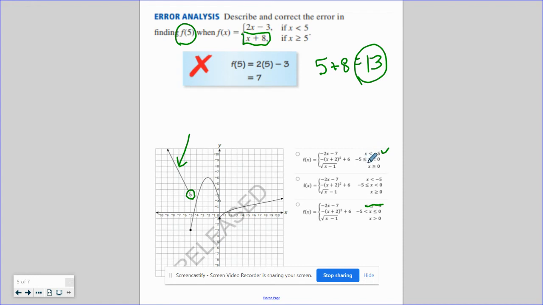So negative 5 is less than or equal to x, which is less than 0. So it's going to exist between negative 5 and 0, with a solid circle at negative 5 and an open circle at 0. So negative 5, solid circle, 0, open circle. There's no difference in our first answer and our second answer, so that's not going to help us differentiate.